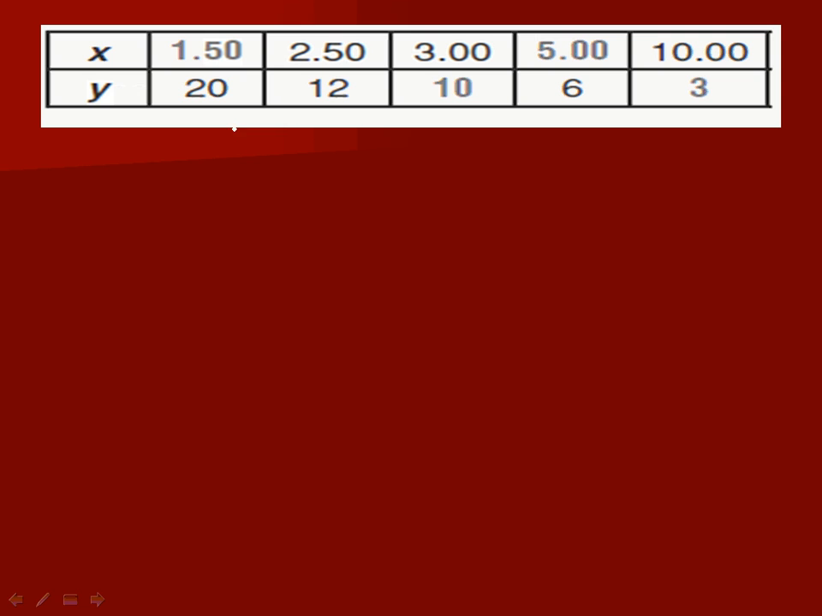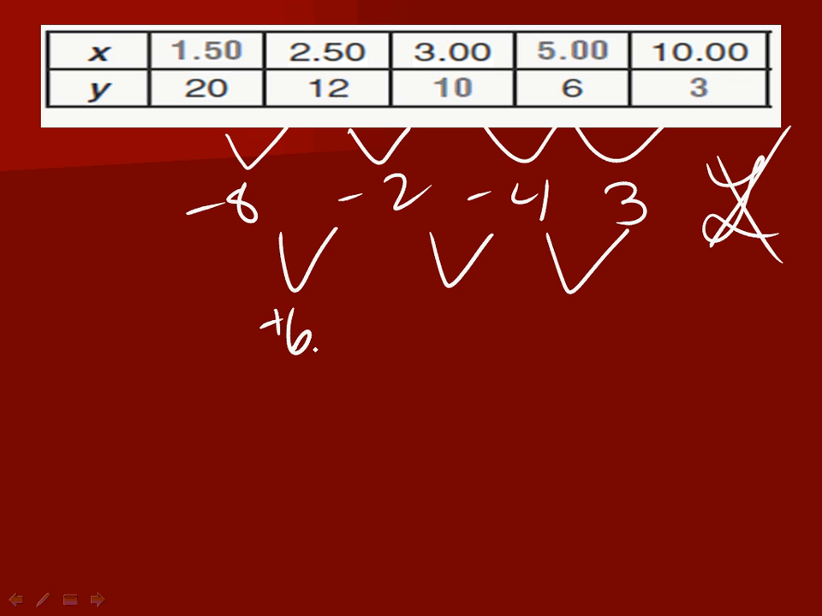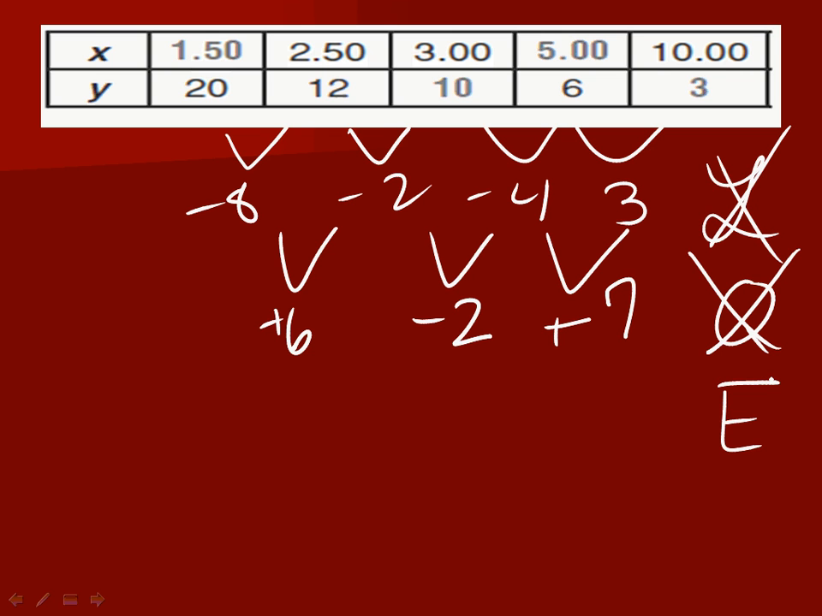Okay, I'm going to look at this. This goes down by 8, 2, 4, and then 3. So that is not linear. If I go out again, will these be the same? This would be up 6, down 2, and up 7. It's not quadratic. For exponential, I could do like this. 20 divided by 12. 10 divided by 12. 6 divided by 10. Those are all different numbers.